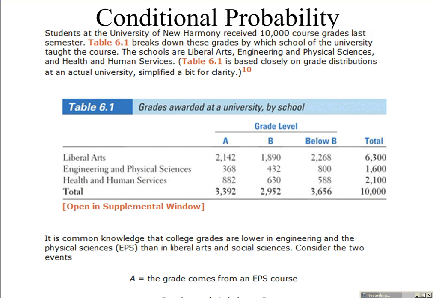So we can see that we have a two-way table here. Our row variable is the different colleges within the university. Our column variable is the grades earned, A's, B's, or something below a B, C, D's, or F's. It is common knowledge that the college grades are lower in engineering and physical sciences than in liberal arts and social sciences. Consider the two events. Event A, the grade comes from an EPS course, which is the engineering and physical sciences. And event B, the grade is below a B.